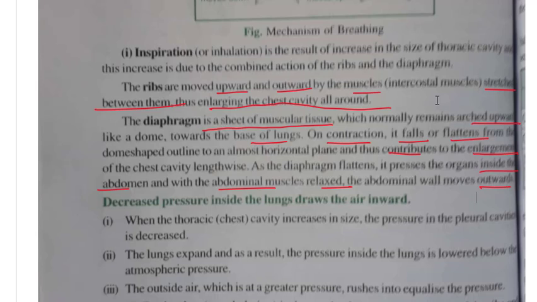How is it going into your lung? Because with the process which we discussed right now, the chest from inside expands and it decreases the pressure, and as it decreases the pressure, what happens? Outside air pressure is more, so air rushes from outside into your chest. Decreased pressure inside the lung draws the air inward.